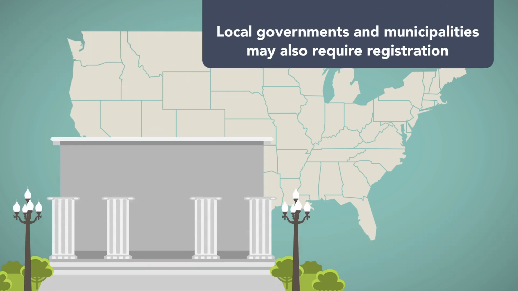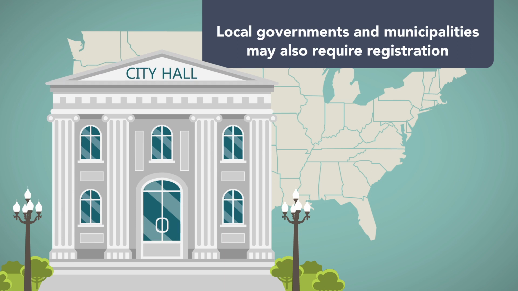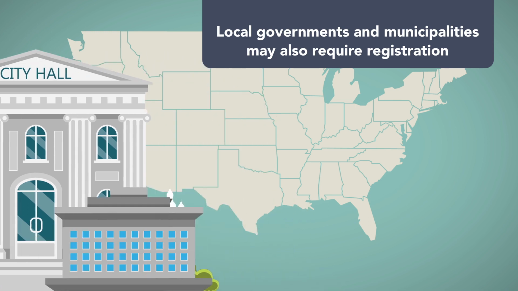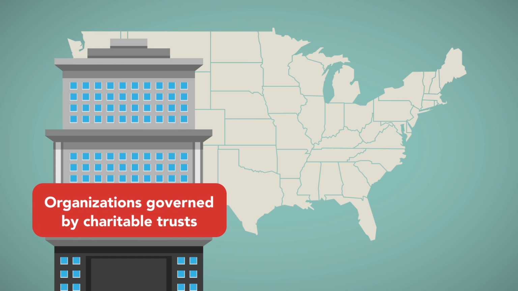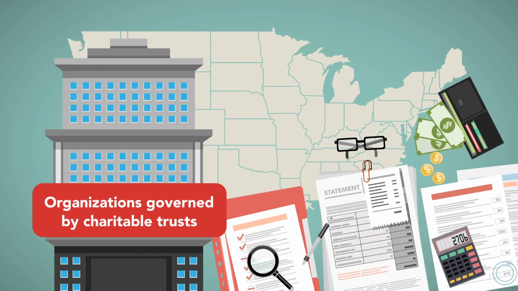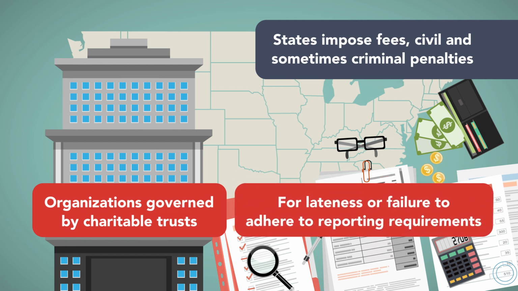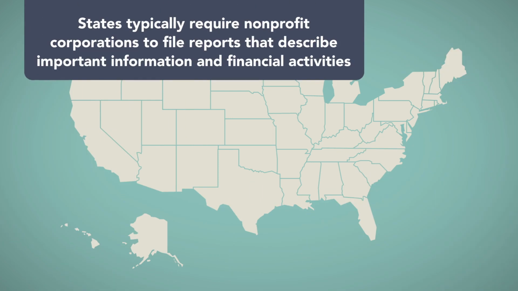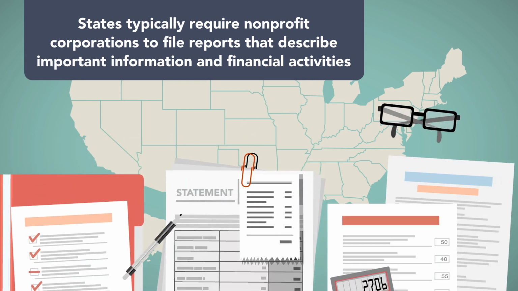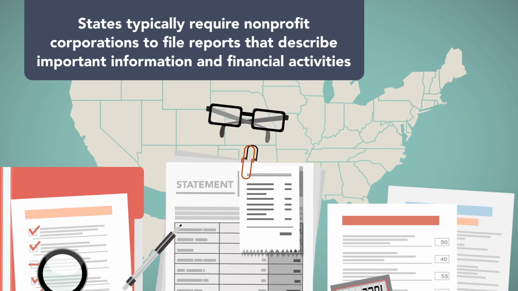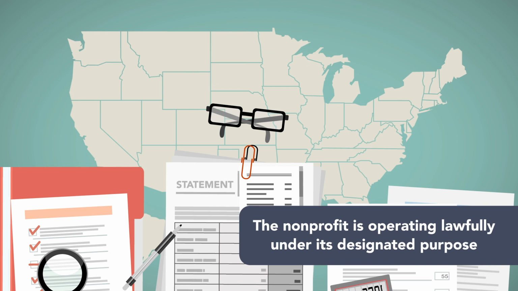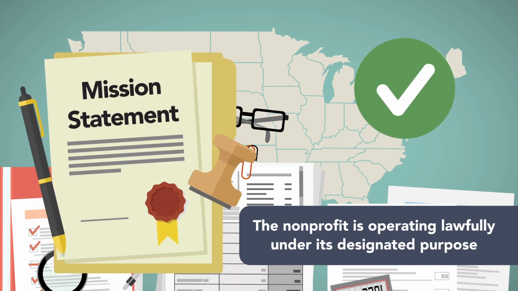Local governments and municipalities may also require registration and reporting of nonprofits engaged in soliciting activities. Organizations governed by charitable trusts usually have special financial reporting requirements. States impose fees, civil and sometimes criminal penalties for lateness or failure to adhere to reporting requirements. States typically require nonprofit corporations to file reports that describe important information and financial activities. This ensures the state that the nonprofit is operating lawfully under its designated purpose.